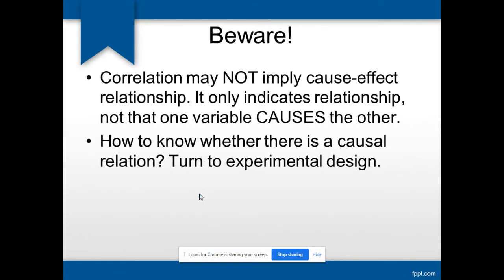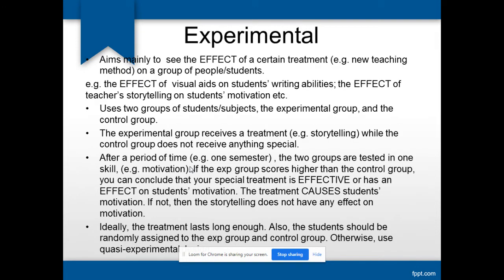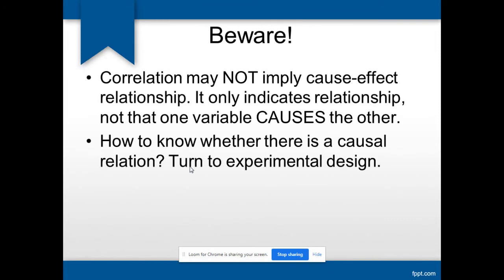Okay, and beware of this. Correlation may not imply cause and effect relationship. It only indicates relationship, not that one variable causes the other. Yeah. So when you do a correlational study, please do not conclude that one variable causes the other. That's wrong. Yeah. If you want to know whether there is a causal relationship, then you turn to experimental design.